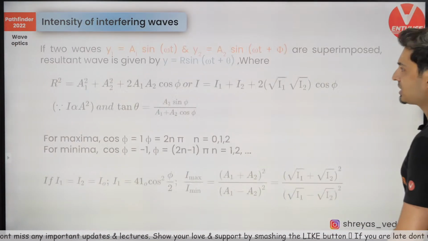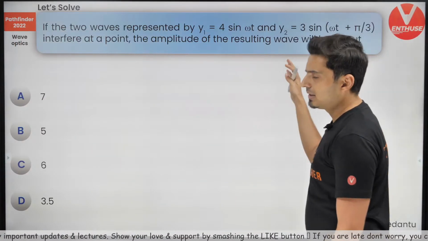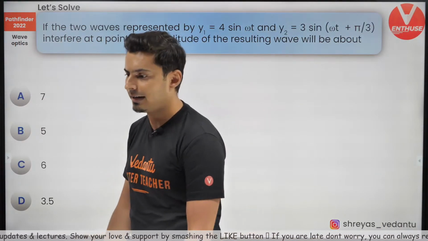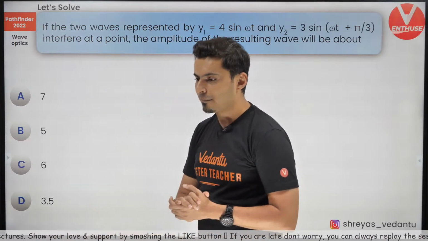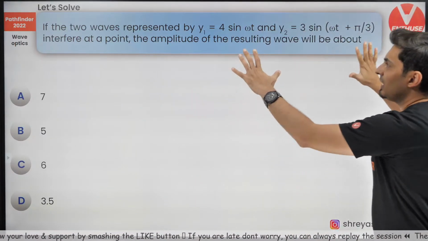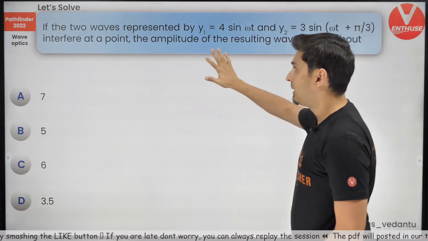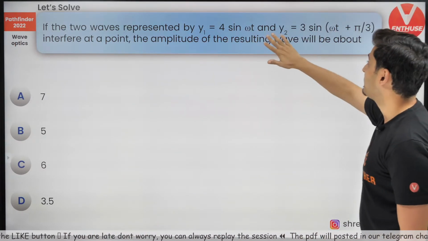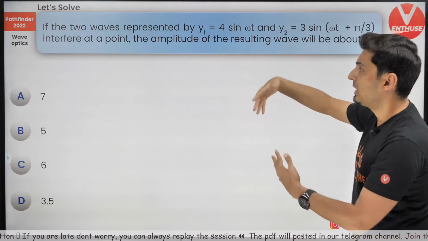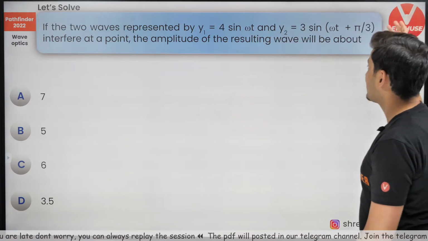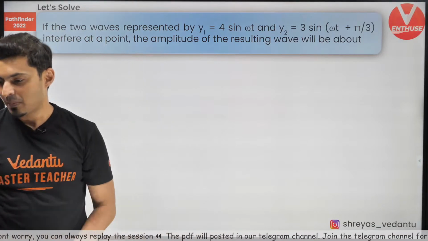Let's start solving some questions. I have given you all these things in the theory slides, which you can download from our Telegram channel link. Now, if there are two waves, come on, let's start these questions in rapid fire mode. Come on, my warriors. If there are two waves given by this and they meet at a point, they interfere, what is the amplitude of the resultant wave going to be?